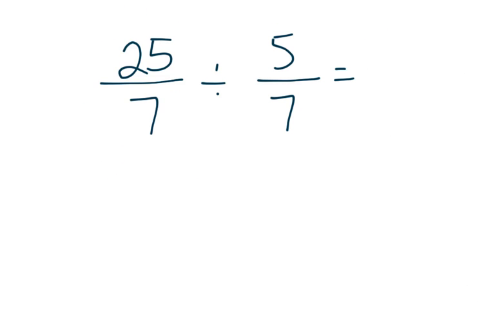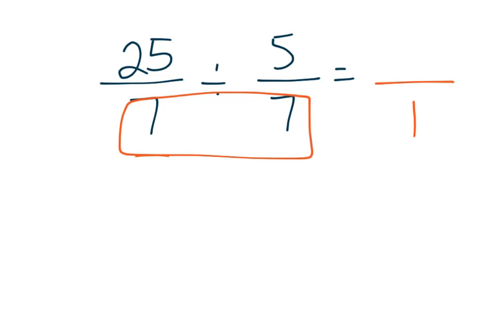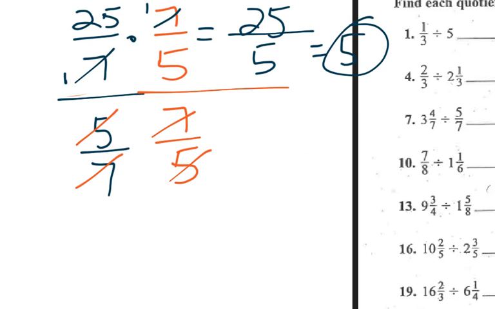Alright, I rewrote the problem again, and notice that they did have a common denominator of 7. And so 7 divided by 7 is 1, and 25 divided by 5 is 5. And that is exactly what we got. We did get 5, and we could have done it either way.